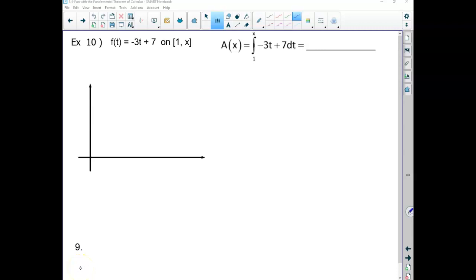Okay, hopefully you guys finished up that worksheet, that M40 worksheet. I'm going to do this last area function, number 10, with you here, just to recall, get the juices flowing from what we were doing yesterday. And our function, f of t, is negative 3t plus 7.